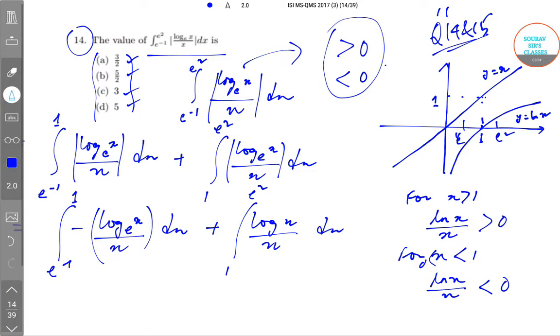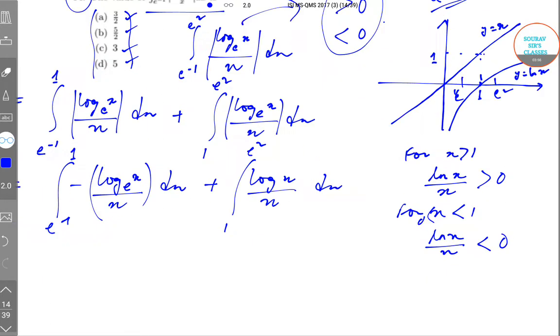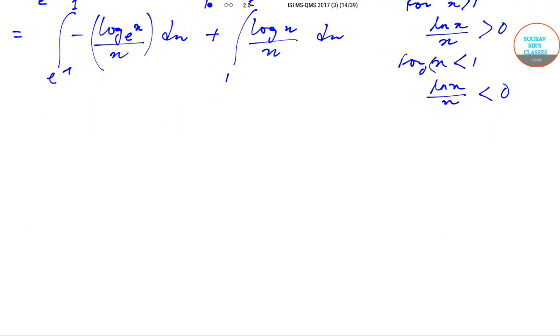Now I'll use the space below. I need to move the space. Okay, now let's start solving the problem.